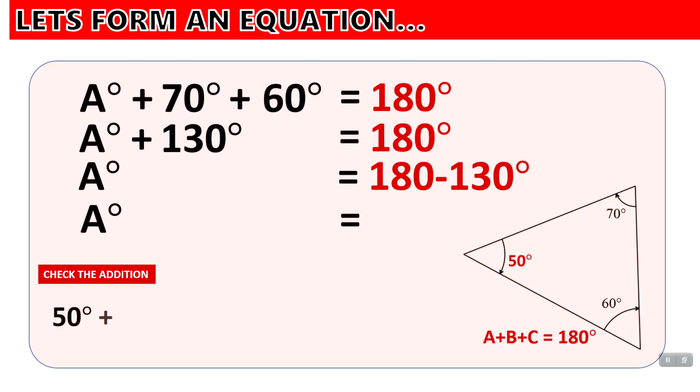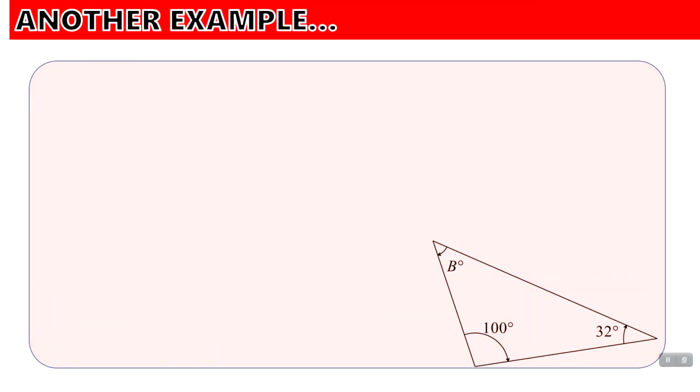So 50 plus 70 plus 60, this should give us 180 degrees. And it does. 50 plus 70 is 120, plus 60 more gives us 180. Very good. Now let's look at another example.